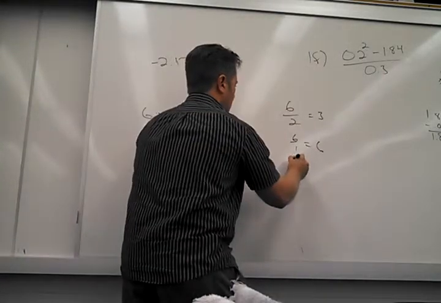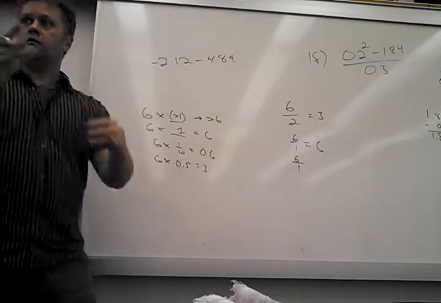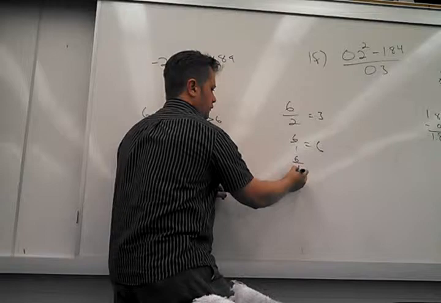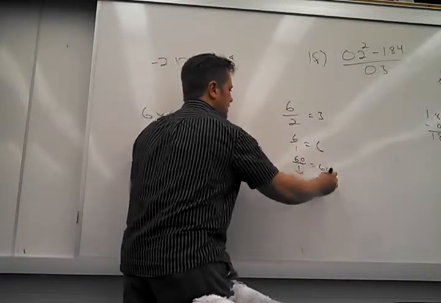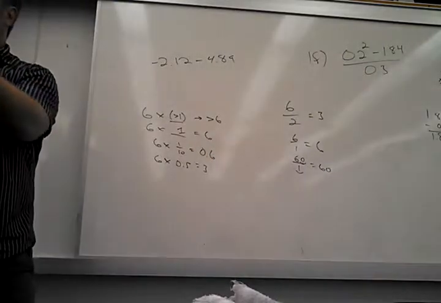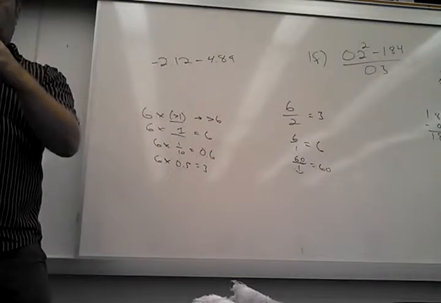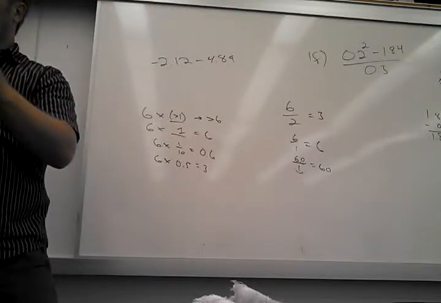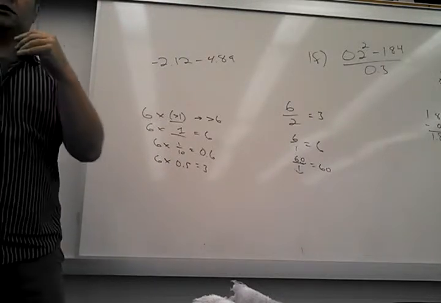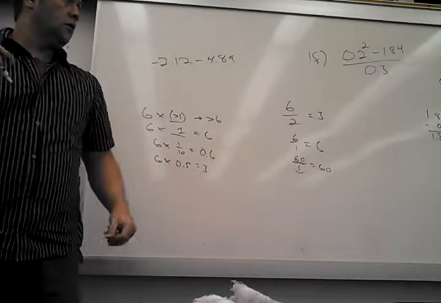If I divide by 0.1, for example, something in between 0 and 1, how do I do that? I move it over once. 1, so I got to move this over once. So I end up with 60. 6 divided by 0.1, if you don't believe me, is 60. So if I divide by small, I end up big. If I divide by big, I end up small. Right? It's the opposite of multiplication because division is the opposite of multiplication. So that's kind of cool.